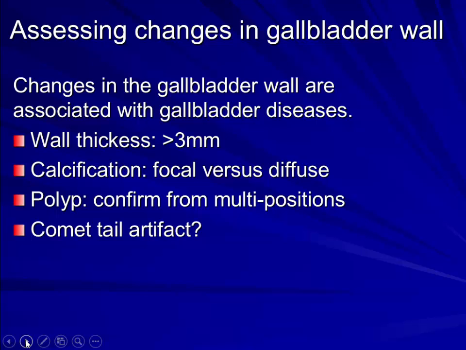Assessing changes in the gallbladder wall is considered an important part of the examination. The determination of a gallbladder wall thickness of more than 3 mm is considered abnormal. You also need to rule out calcifications and whether or not they are diffuse or focal. Polyps, as I indicated above, should be scanned in different positions to confirm that they are attached to the wall. Again, in case you come across any echogenic focus within the wall, find out whether there is a comet-tail artifact associated with it.